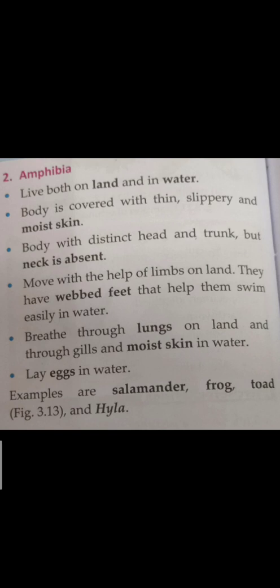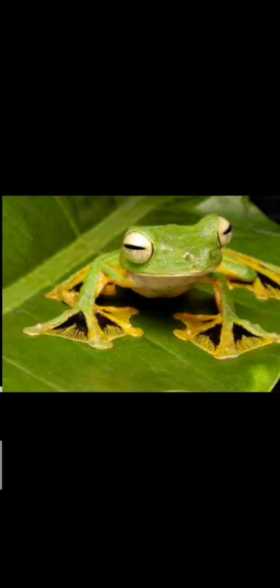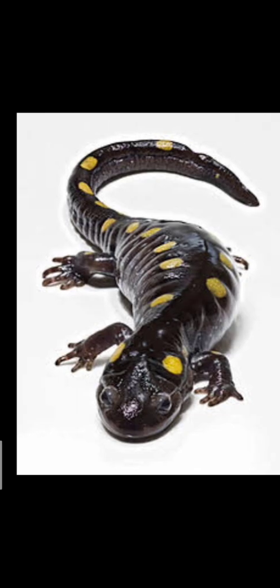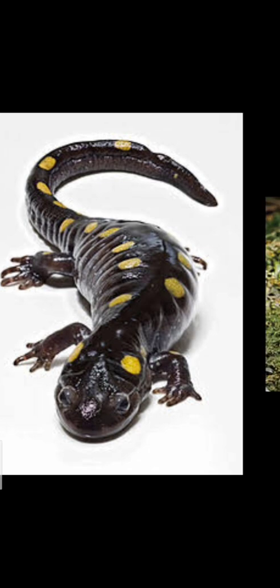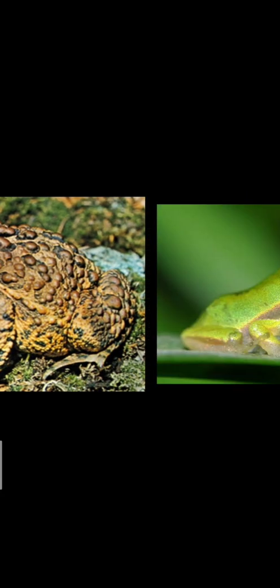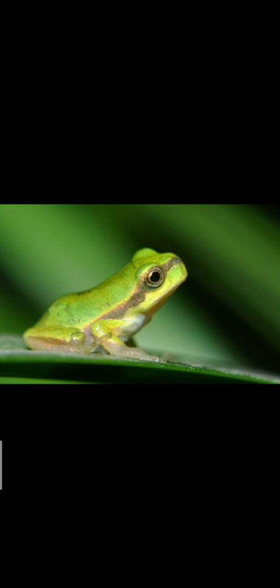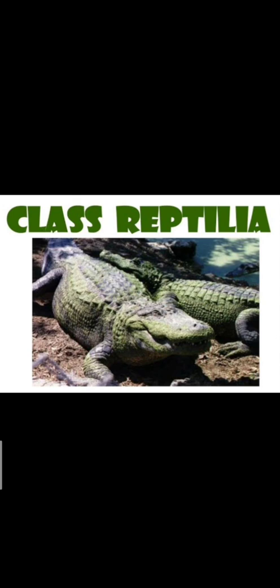Now examples of this class: frog, salamander, toad, and hyla. These are some examples of the class Amphibia. Now the next class is class Reptilia. Now we see the characteristics of this class.